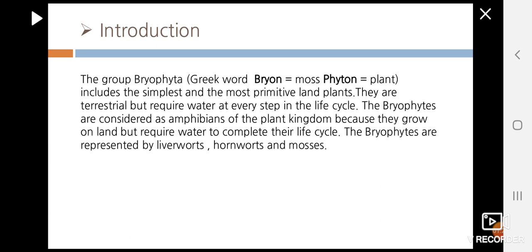They grow in moist and shady places, on the sides of ditches, ponds, pools, lakes, etc. But some of the bryophytes grow in different habitats, such as aquatic, submerged in water. An example of this is Riccia fluitans.